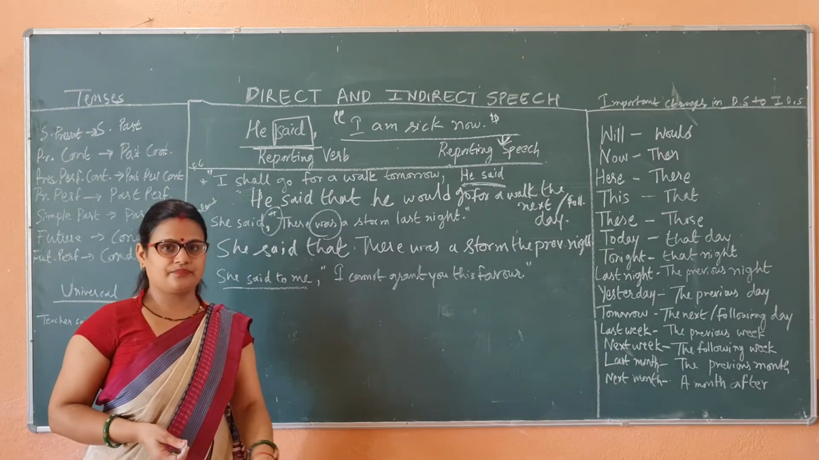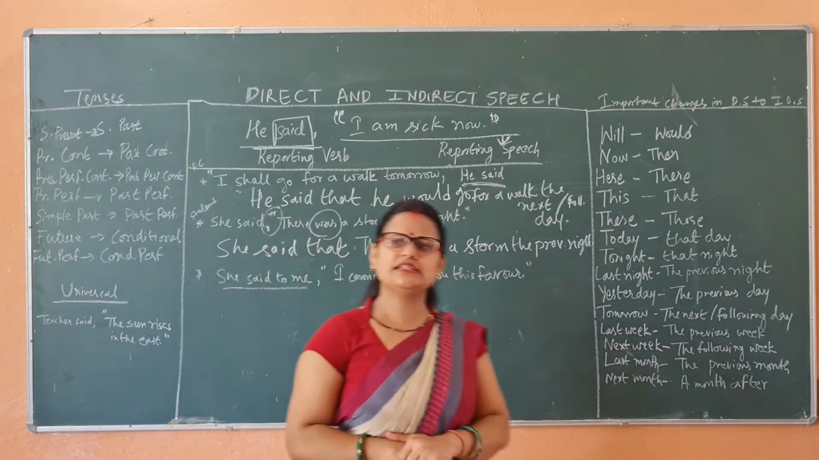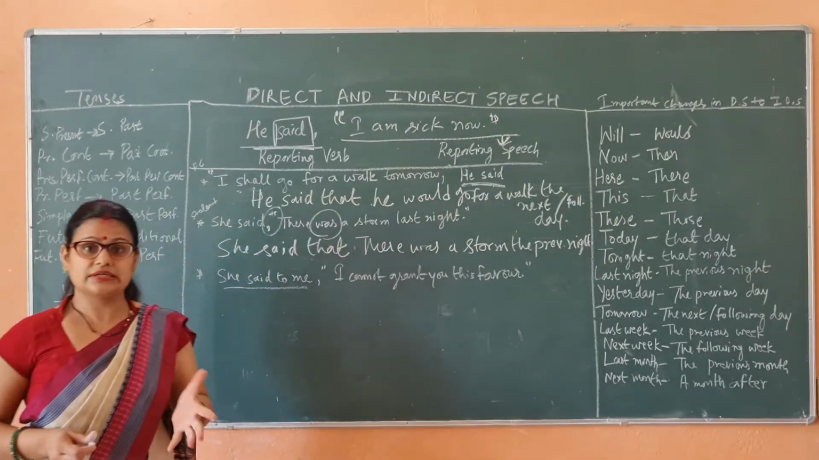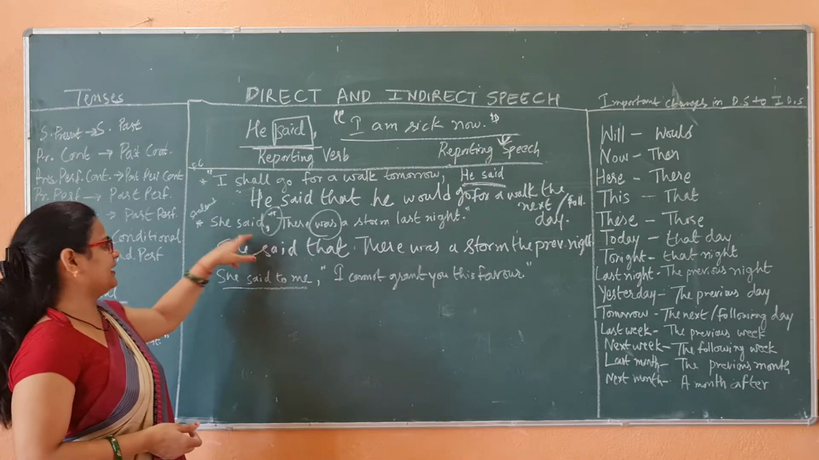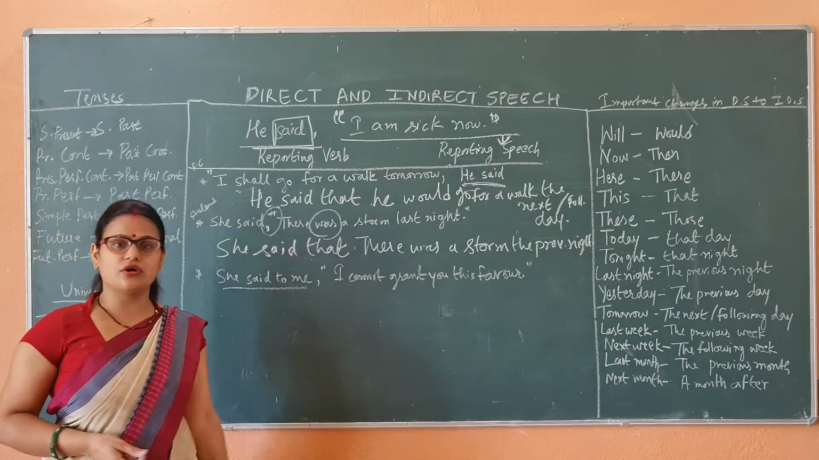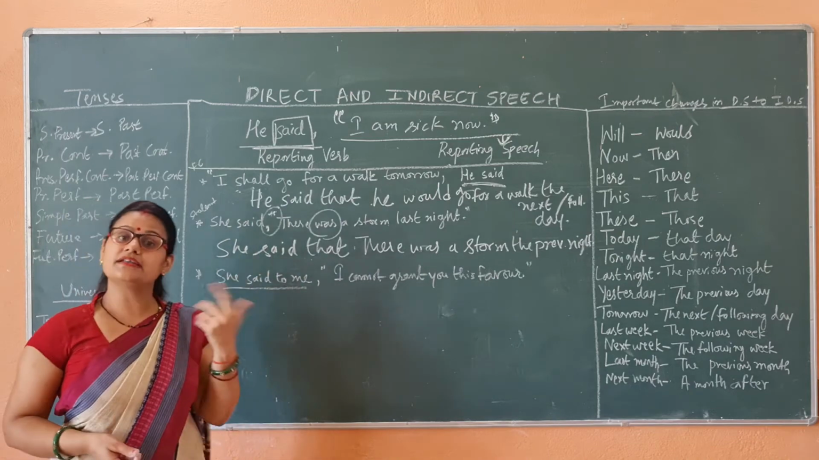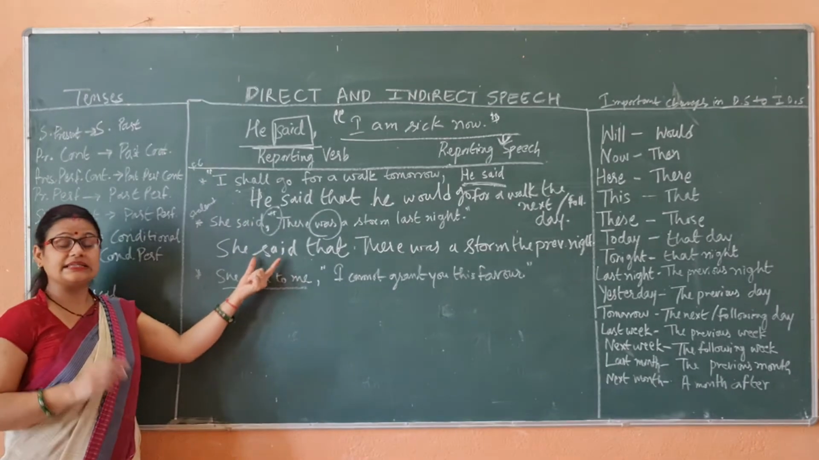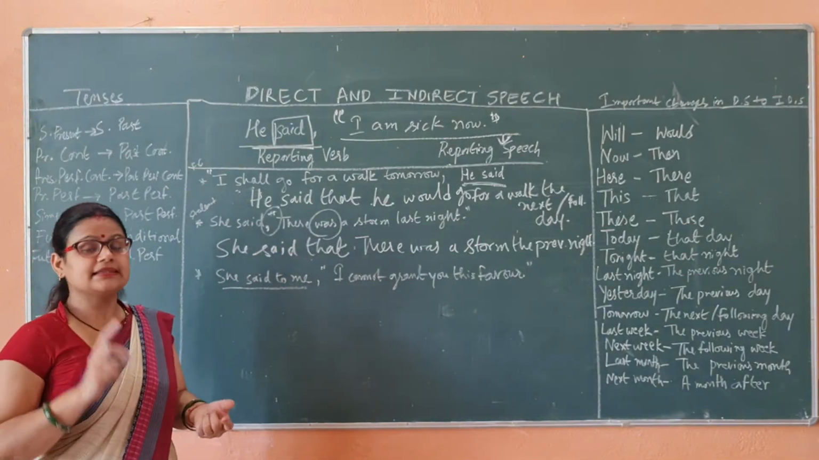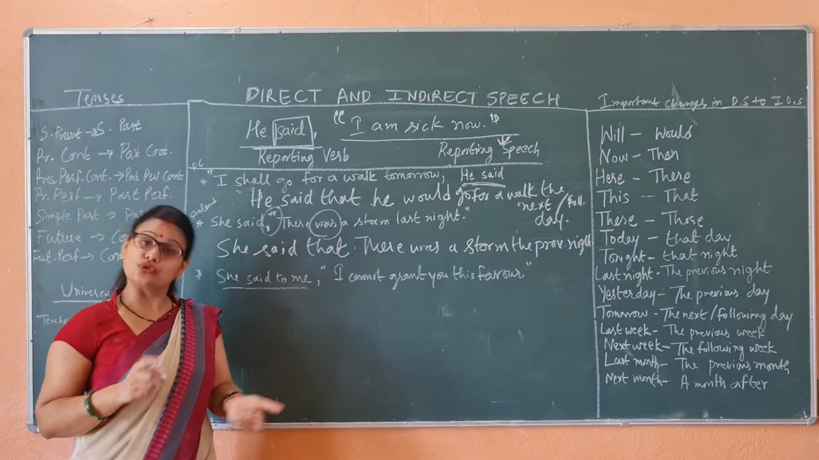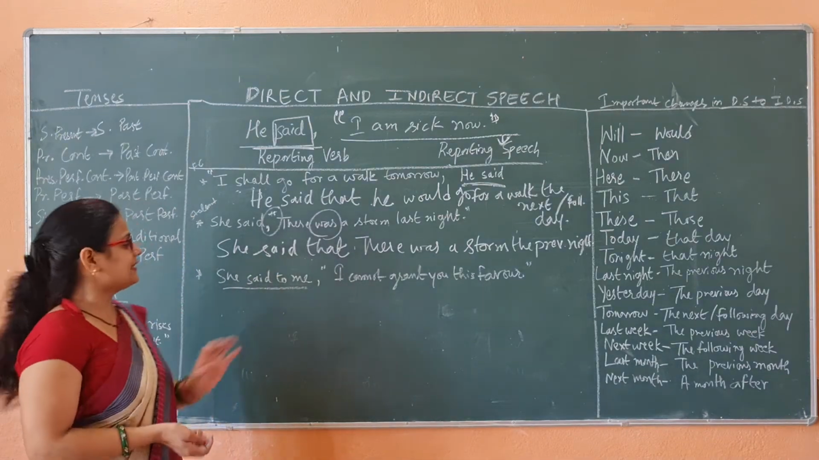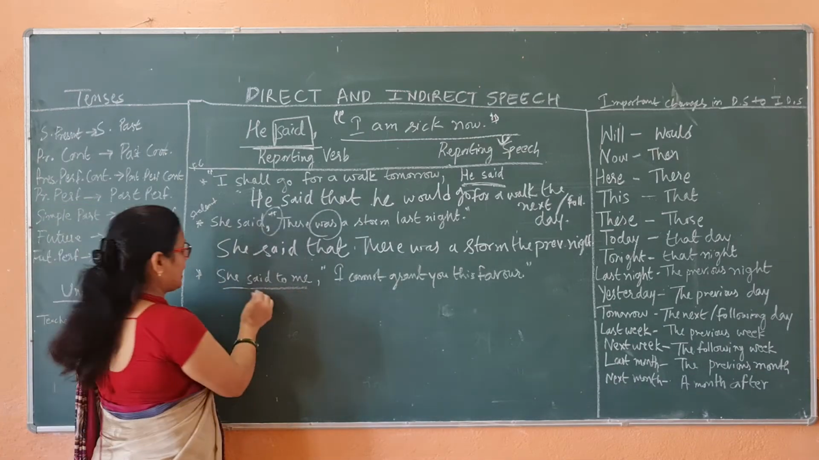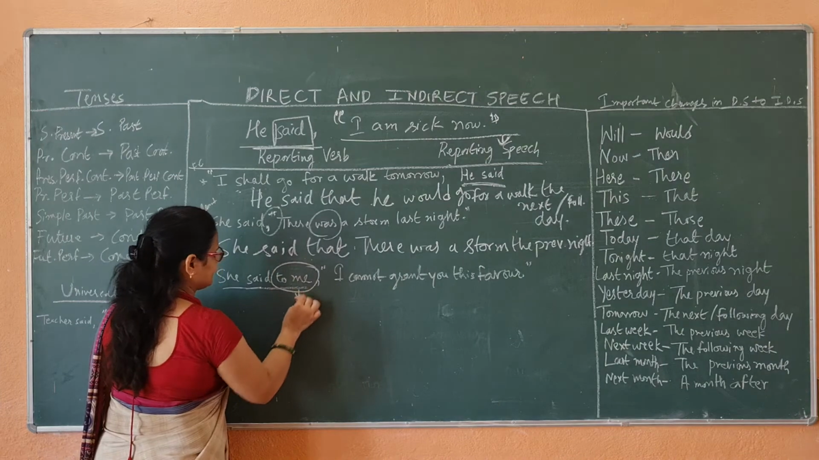She said to me. Most of you have seen in some of your questions that when you change into indirect speech, told comes, right? And you always get confused that here it is also said, but why is told not used? The reason behind it: if after said there is an object, then said changes into told. If there is no object, then it remains the same. So what could be the answer? She said to me, after said there is an object.